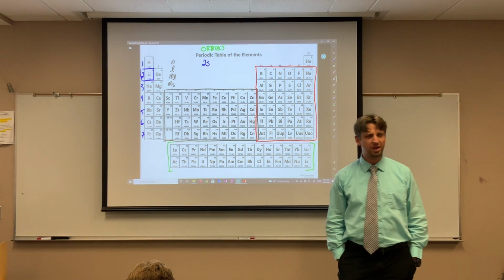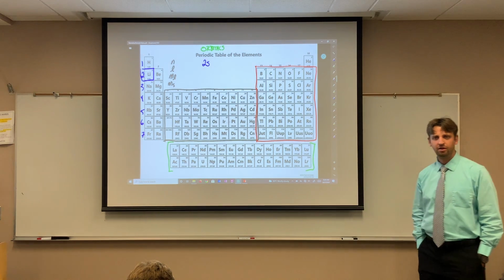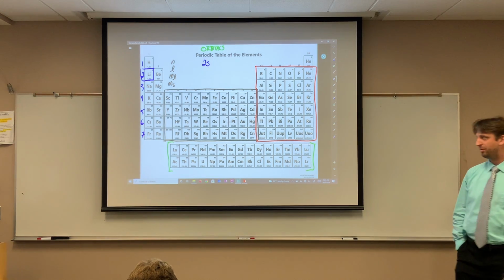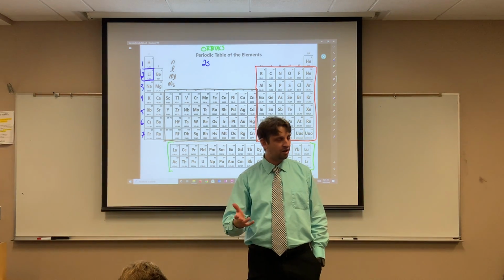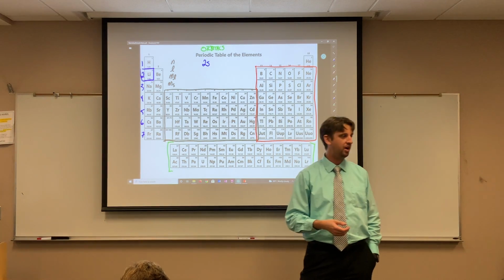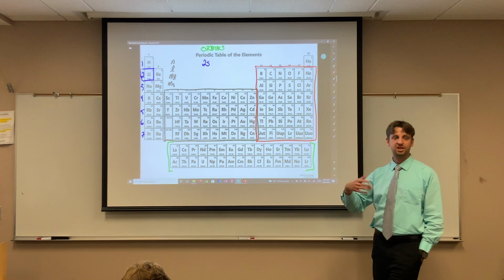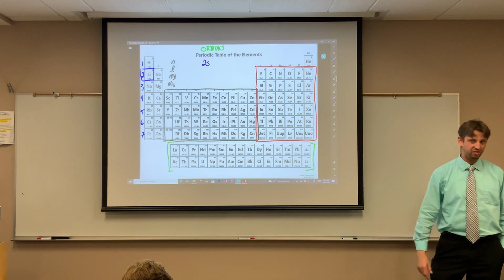We didn't talk about the shapes of the orbitals yet, did we? We talked about the shape of the S orbital, just the S orbital, right? Okay, good. So the shape of the S orbital is a sphere. We talked about where those shapes come from, right? It's not arbitrary. These are mathematical solutions to probability functions, right?